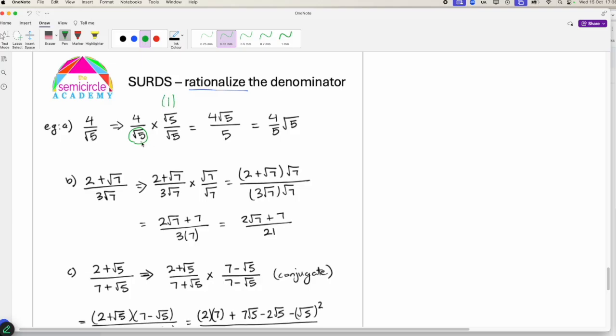So obviously root 5 times root 5 will be 5. And then I'll have 4 times root 5. So now I have 4 root 5 over 5, which is the same as saying 4 over 5 root 5. Now there's no more irrational number in the denominator. So we have rationalized the fraction.